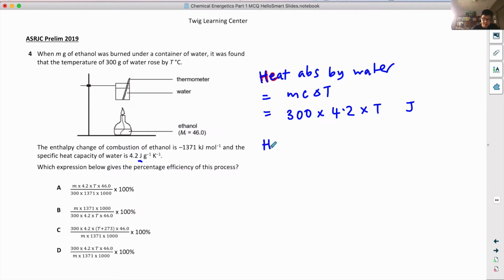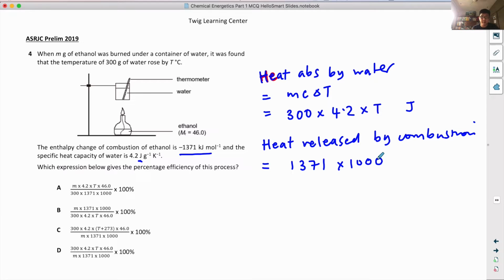So what is the heat released by combustion? The heat released by combustion is 1371, as you can see. This is per mole of ethanol, but I need to convert to the same unit as in joules, so I need to multiply by 1000 first, so it becomes joules per mole. Then I need to multiply by the number of moles of ethanol. You're given m grams of ethanol, so I'm going to multiply by moles of ethanol, which is mass divided by Mr of ethanol, which is 46, as we did just now. So this will also be in joules.